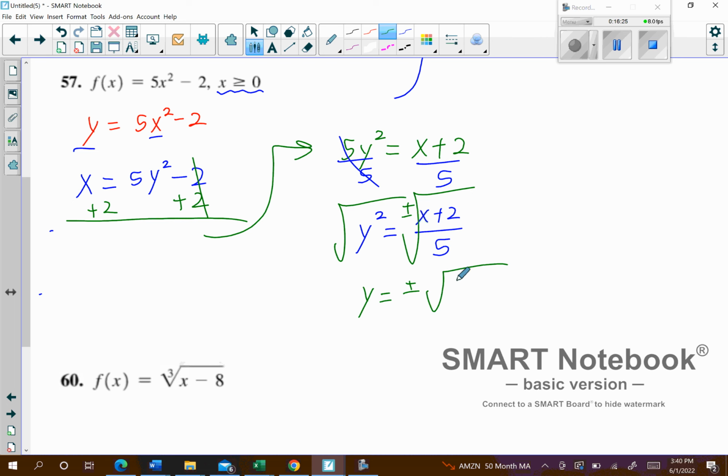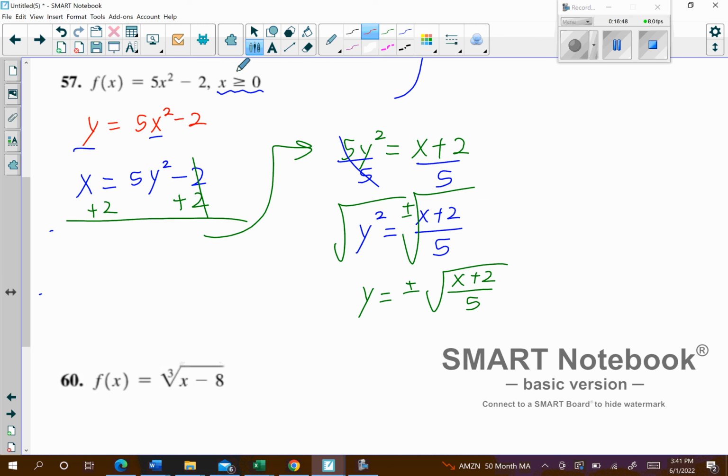Because it's going to be impossible for us to actually use both of those, because that would mean that the inverse function is not 1-to-1. Because when I have a y value, I could have 2 different x values in return, and that would be a problem. So this is where the domain stuff comes into play here.